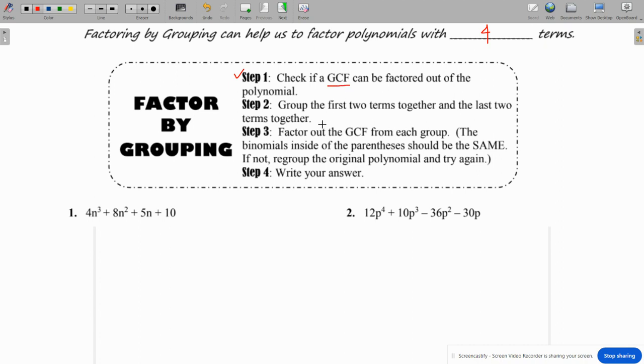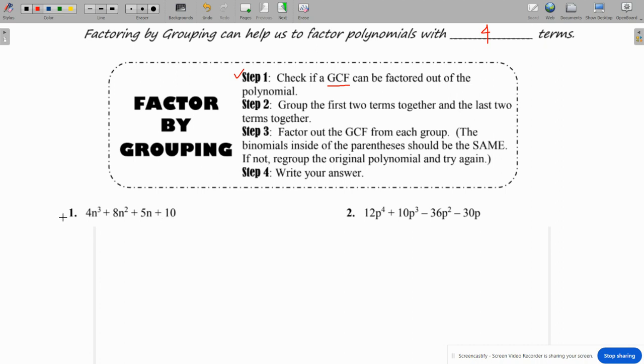No matter if you're using grouping or what we learned down the road, something like split the middle, you're still always going to look for a GCF first. So I'll go through and do a couple of problems as we learn these steps. So looking at number one, 4n cubed plus 8n squared plus 5n plus 10.